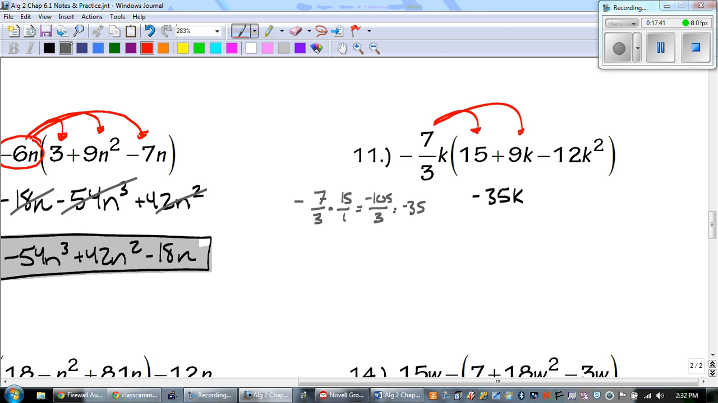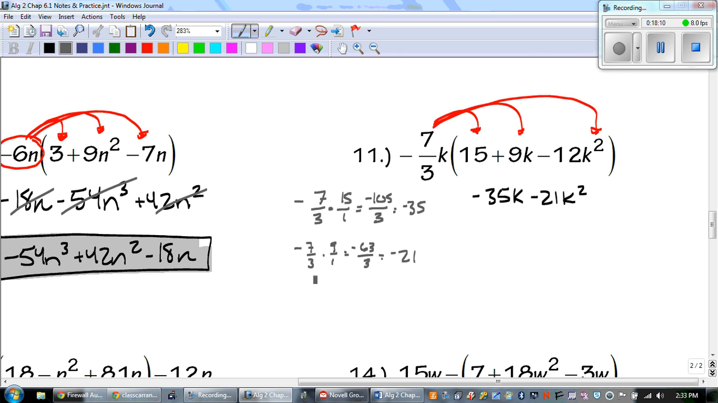Let's do that second one. So once again, we have negative 7 over 3 times 9 over 1. That gives us negative 63 over 3. And negative 63 divided by 3 gives us negative 21. But then I have k times k, so that's k squared. Okay?